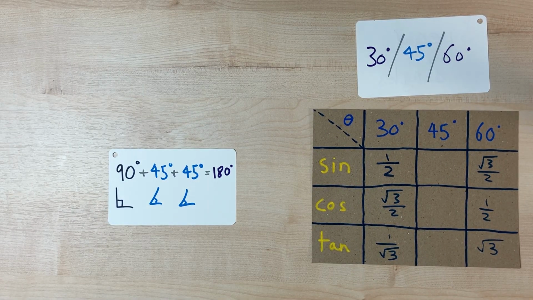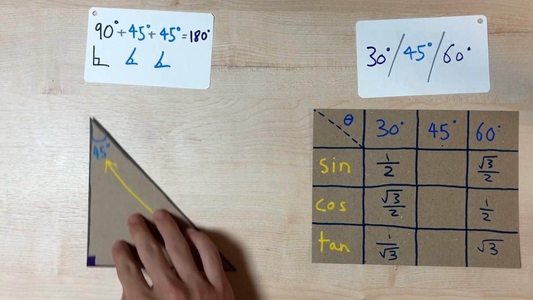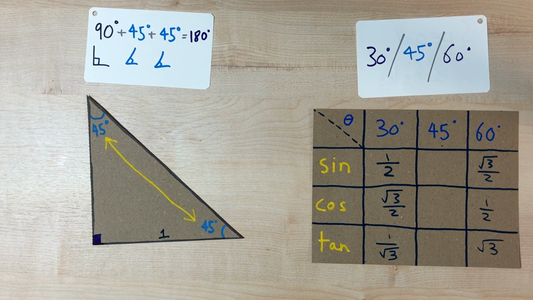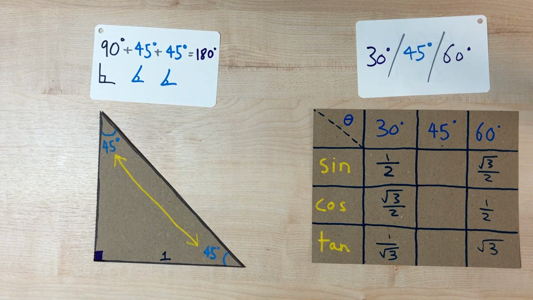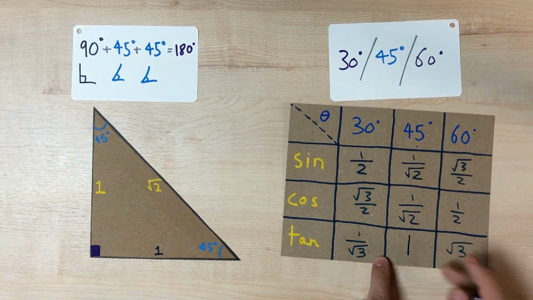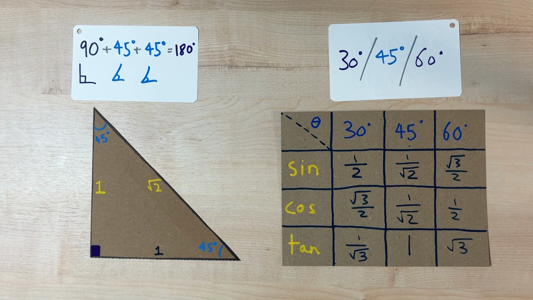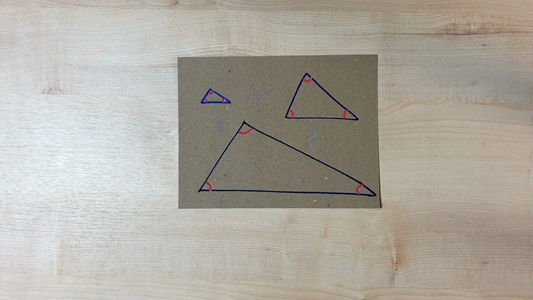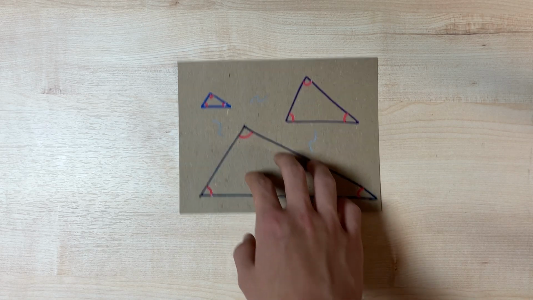Now we use the fact that 90 plus 45 plus 45 equals 180. This is important because it lets us construct an isosceles triangle with 45 degrees. Using Pythagoras's theorem, we can find that the hypotenuse has a length of root 2, which allows us to fill up the rest of the table. Just to note, the special angle values will stay the same regardless of the size of the triangle because we're just measuring the ratios.